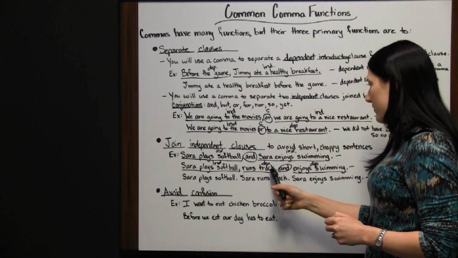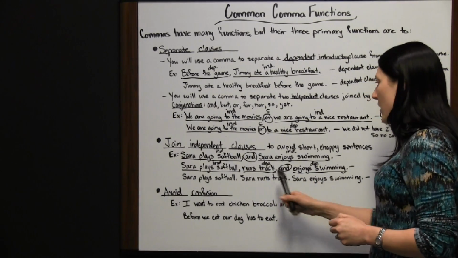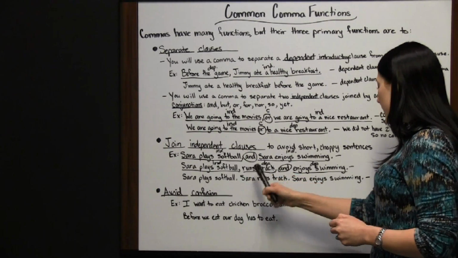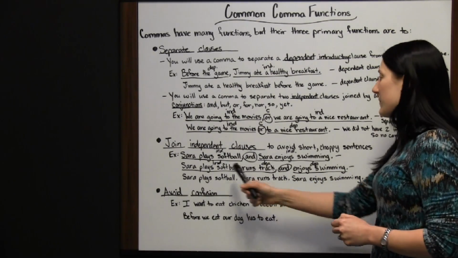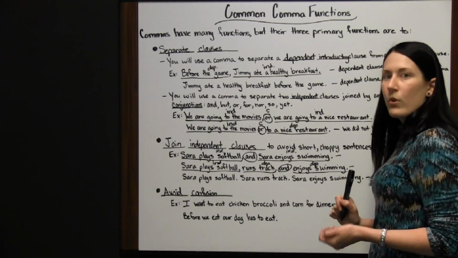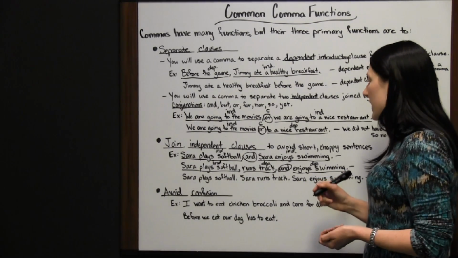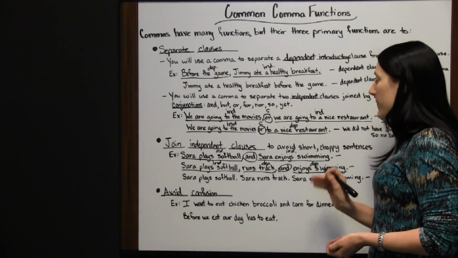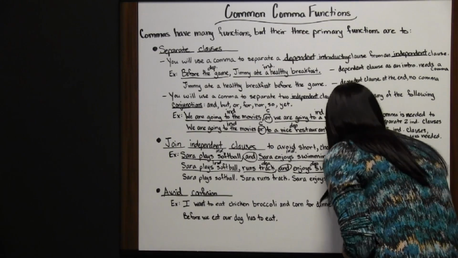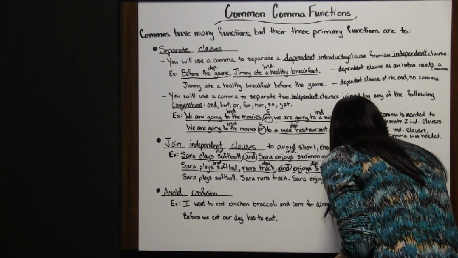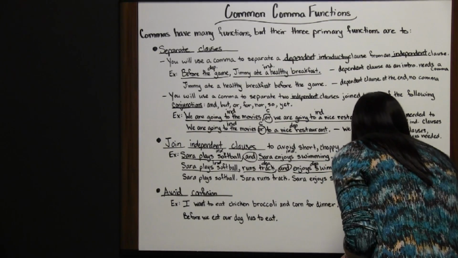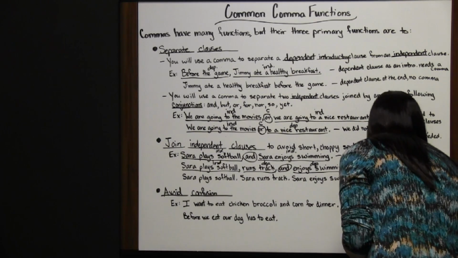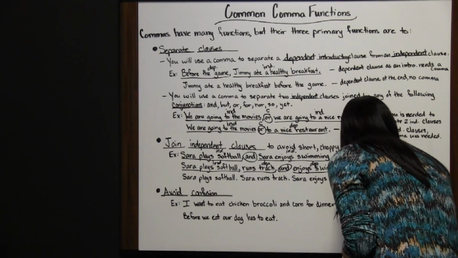Sarah plays softball, runs track, and enjoys swimming. Well, we had dependent clauses here, but we still had a conjunction. The reason we're going to put commas here is because you've got 3 or more items in a series. If you list 3 or more items or clauses, activities in a series, you're going to separate them with commas. So the reason we're using it here is to separate 3 or more items in a series.